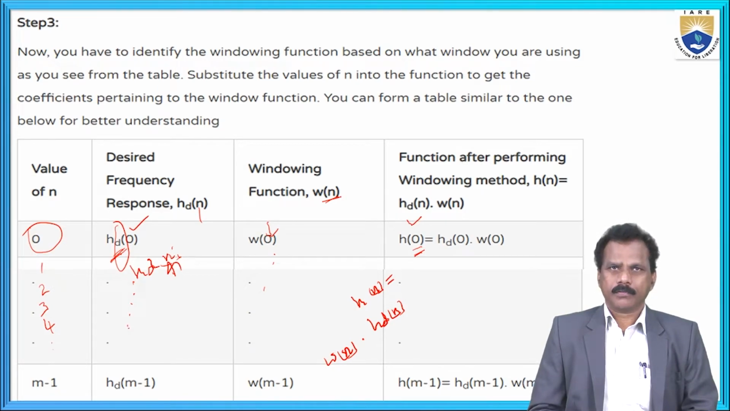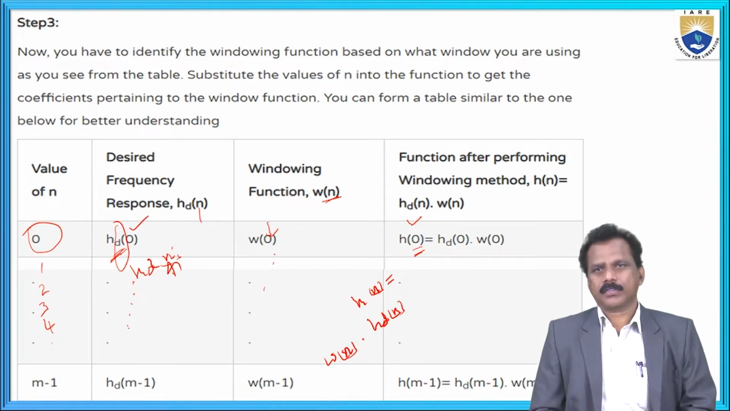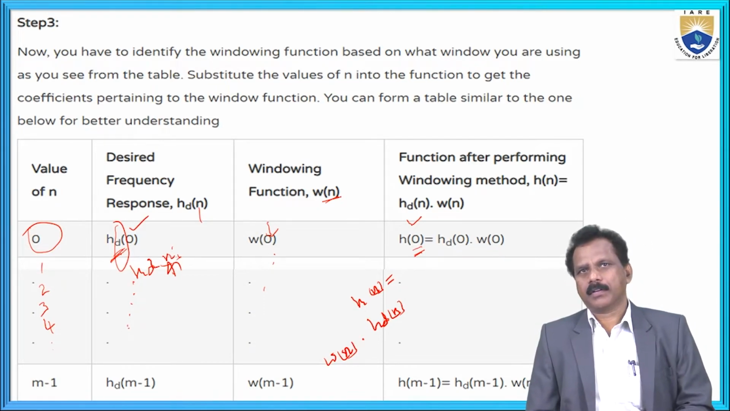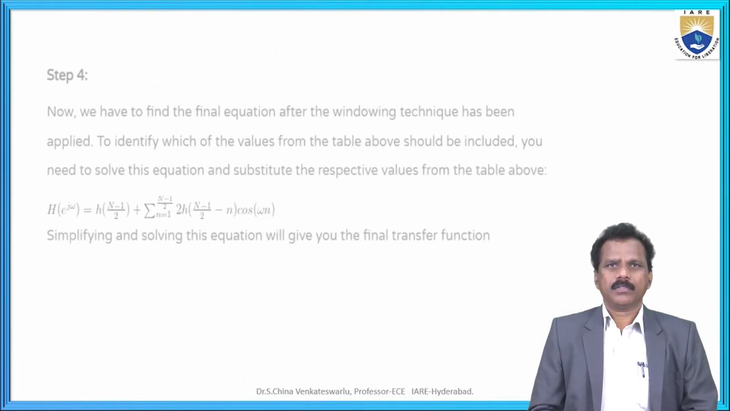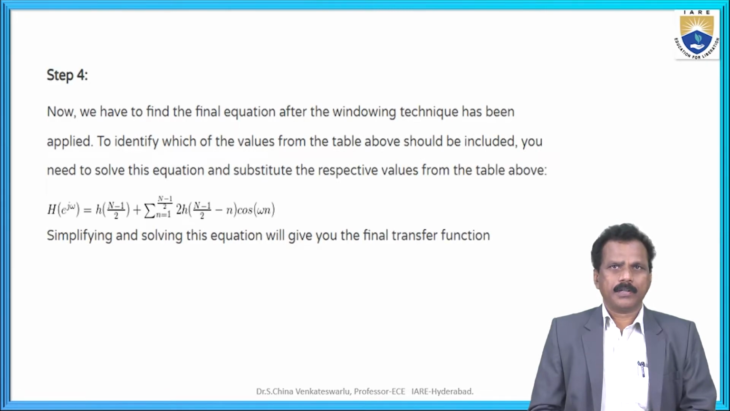So first of all, we have to identify the windowing function based on what window you are using. As you see using this graphical and tabular form, substitute the values of n into the functions to get coefficients pertaining to the window function. You can form the table like this, as you can observe. That is step number 3.